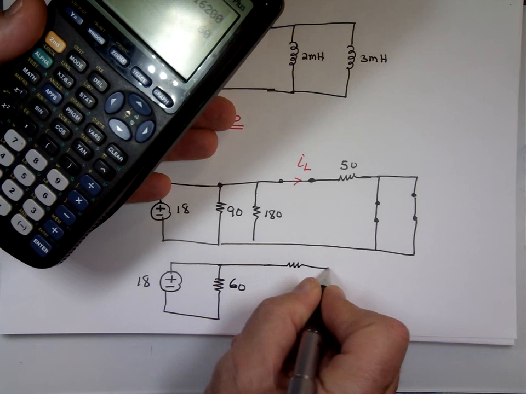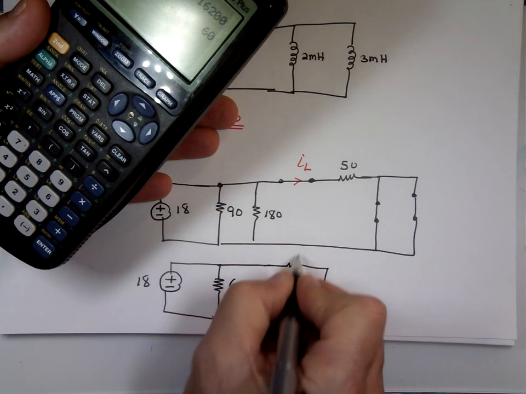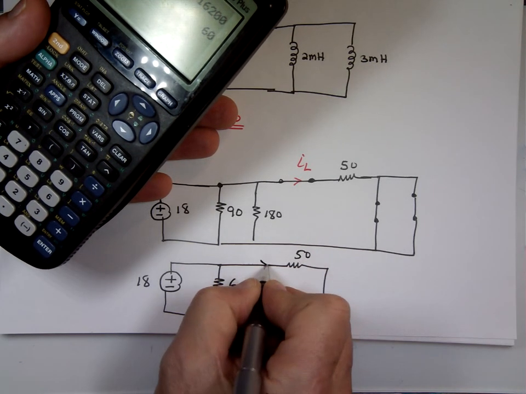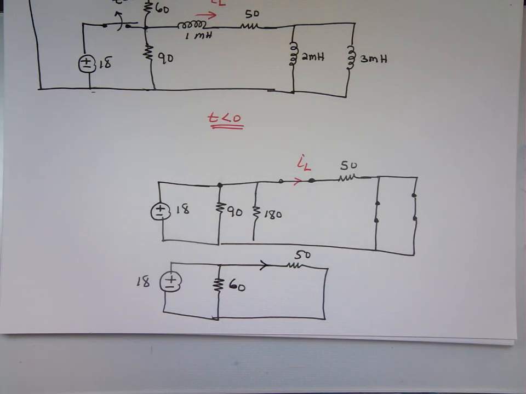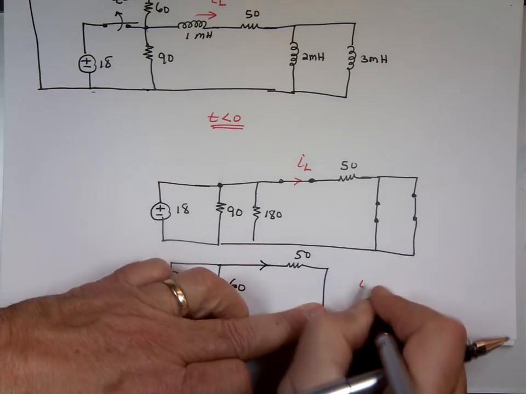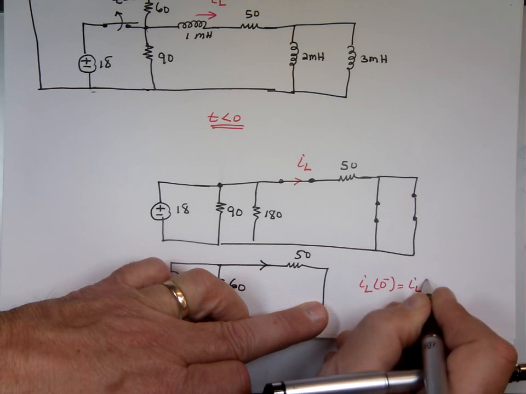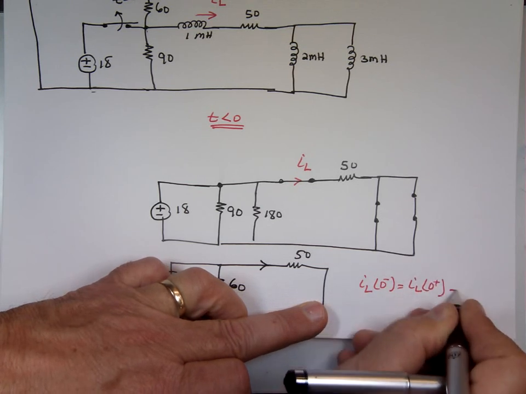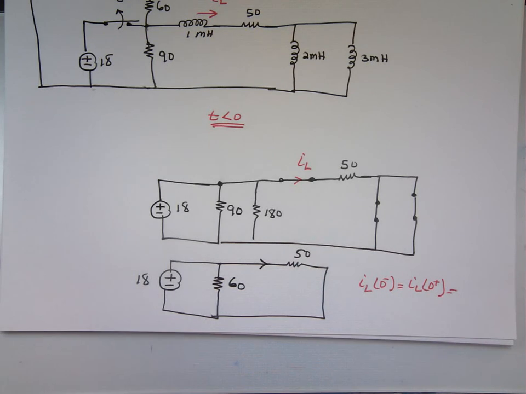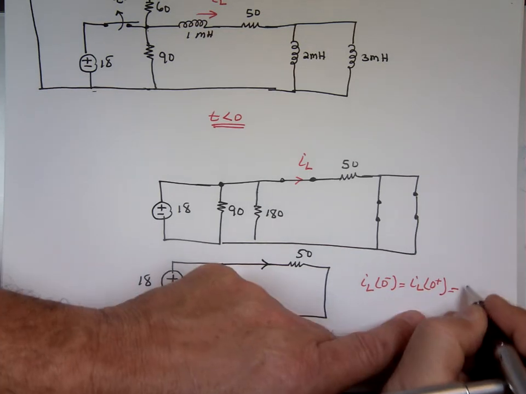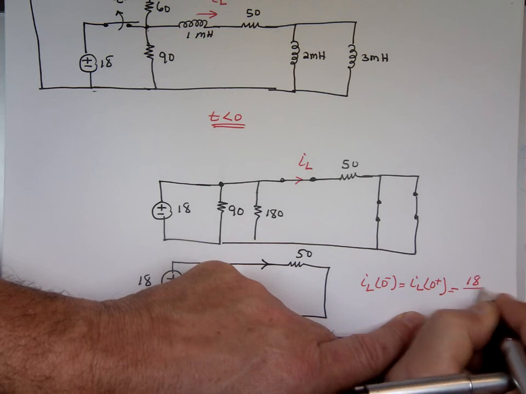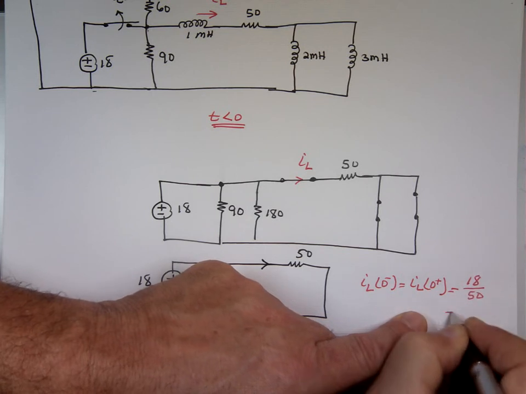And that's the 50. And I'm looking for that current, I sub L. So I sub L at 0 minus, which is the same as I sub L at 0 plus. Notice this and this are connected how? Parallel. They have the same voltage. The voltage is 18, the resistor is 50, so the current's 18 over 50, which is what? 0.36 amp.